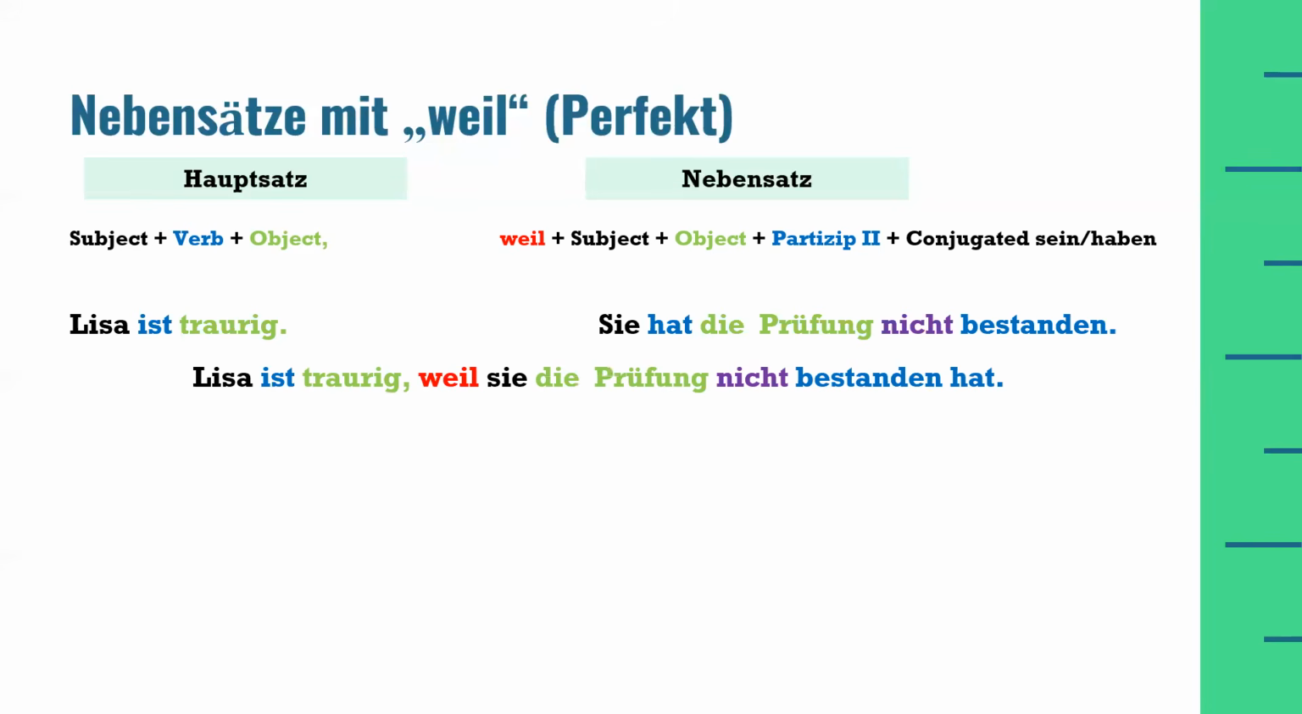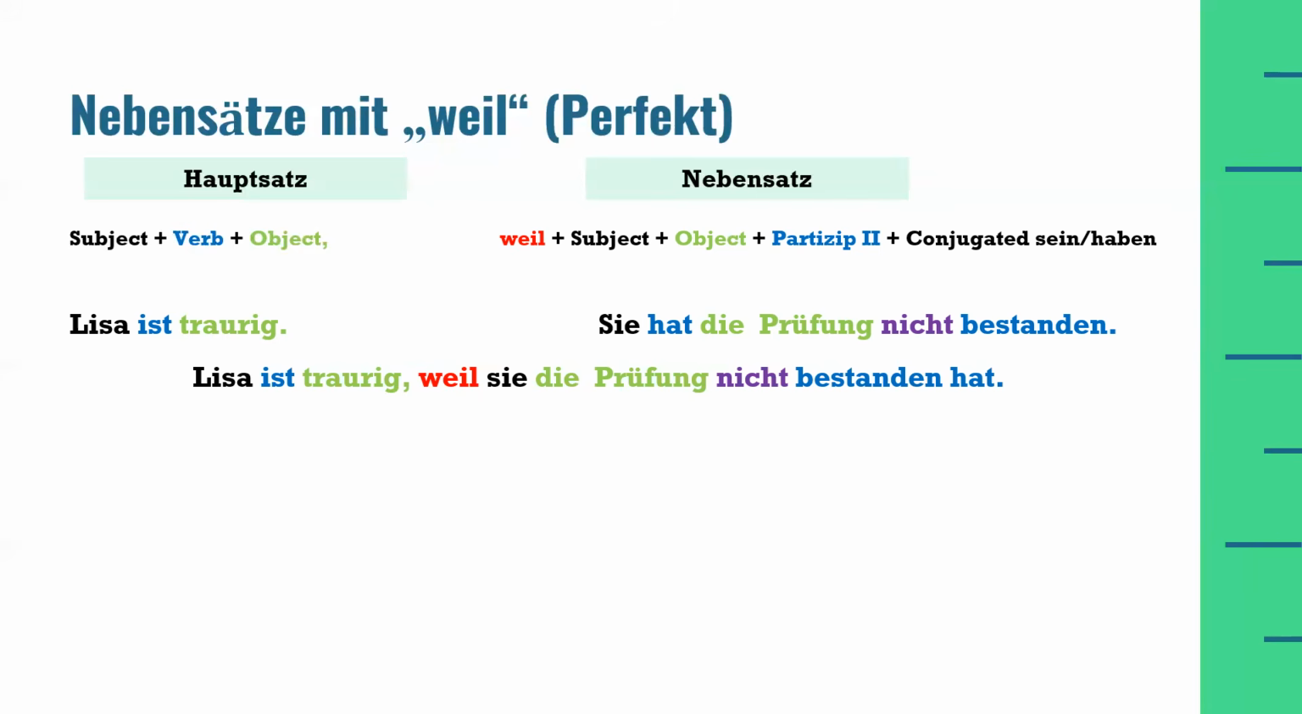Now, if we want to combine both sentences, it will be Lisa ist traurig. Hauptsatz will remain as it is, and Nebensatz will follow the same sentence structure that is explained earlier, weil sie die Prüfung nicht bestanden hat. We have started Nebensatz with weil. At second position, we have used subject, which is sie for Lisa, which means she. Then comes the object, which is die Prüfung, because she didn't pass the exam. So exam is the object of the sentence.